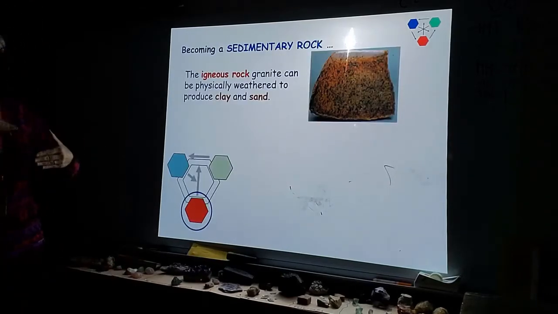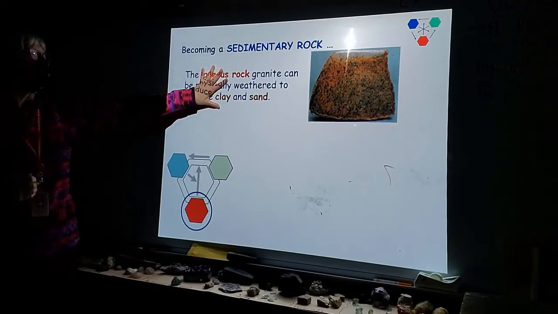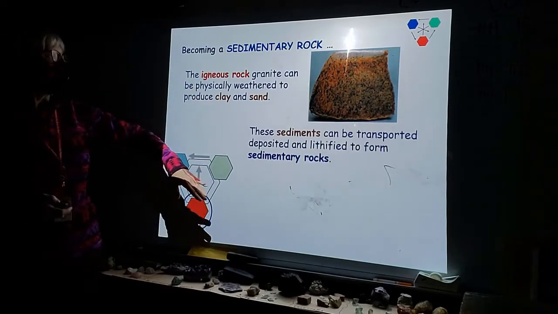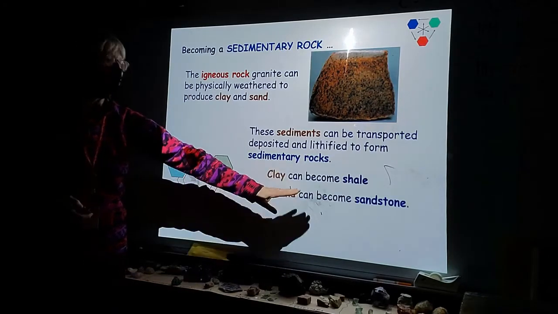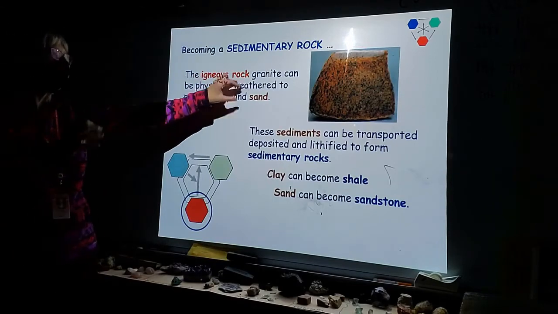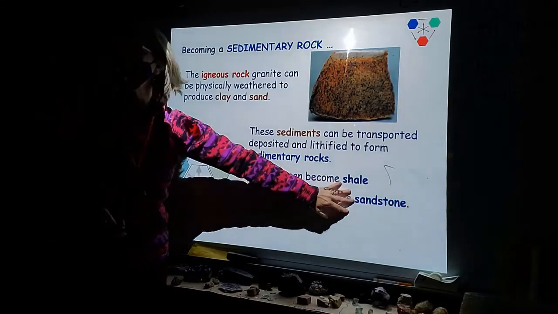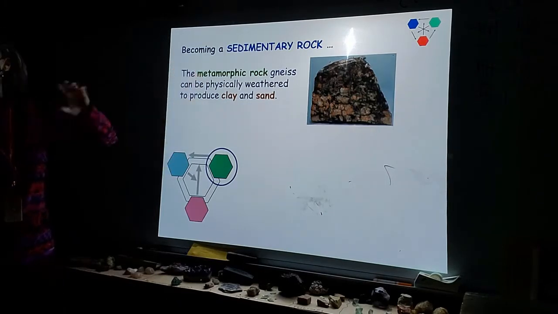So, here's an igneous rock becoming a sedimentary rock. The igneous rock can break down, make clay and sand. Those sediments form rocks. Clay can become shale. Sand can become sandstone. Okay? So igneous rock can break down, and you end up with shale and sandstone. A metamorphic rock like gneiss can break down.